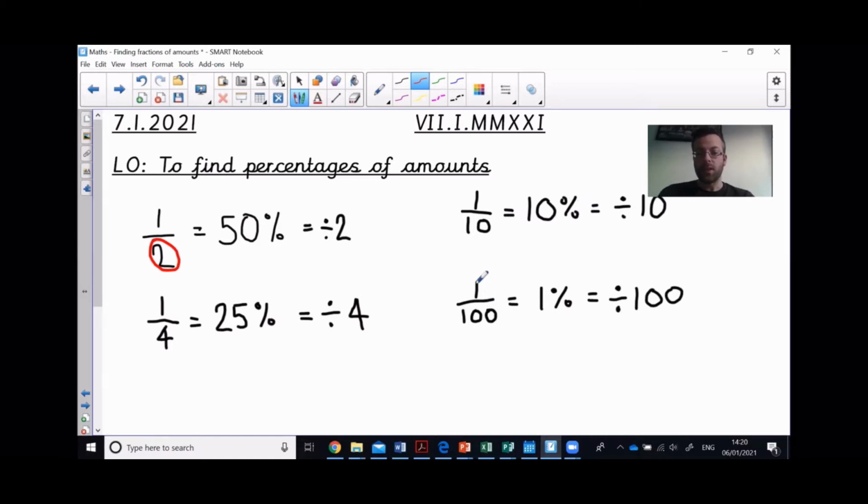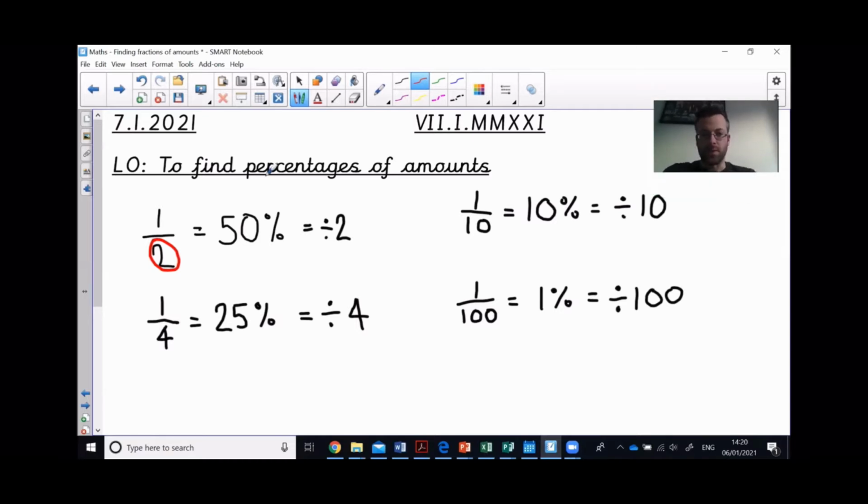And then finally, 1/100th is I'm splitting something into 100 parts, which is 1%. So to do that, I divide by 100. These facts you need to know. Okay, if you don't know these facts, you will find today's lesson difficult. So if you need to write those down somewhere, go for it. If you need to pause this video right now and write those down on a piece of paper, do it. But you need to know these things, okay?